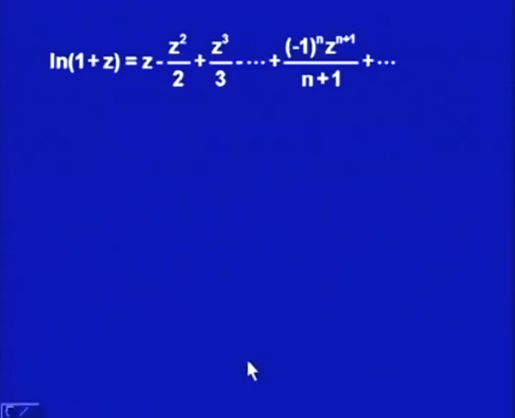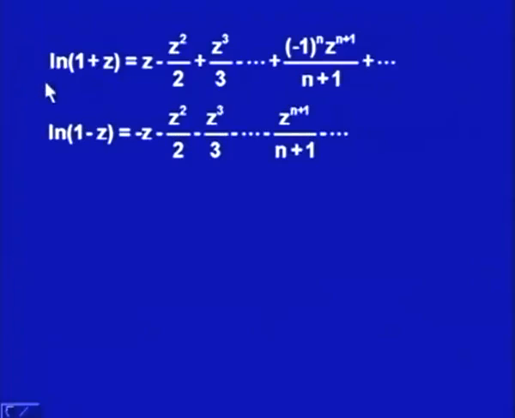Substituting these values, I will get ln of 1 plus z is z minus z square by 2 plus z cube by 3 and so on, up to minus 1 raised to power n z^(n plus 1) over n plus 1 and so on. So, that will be the ln 1 plus z expansion. This is the Taylor series, and since the center is 0, we can call it the Maclaurin series.